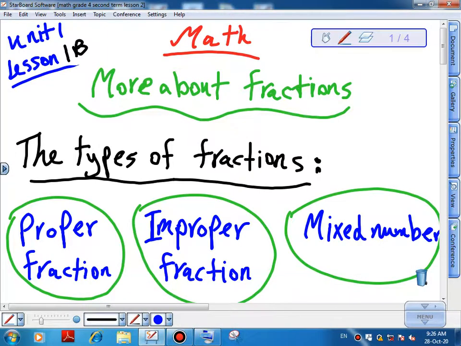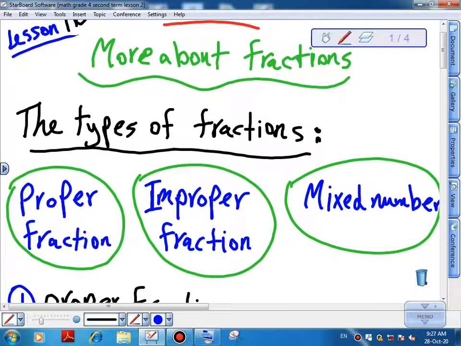Hello everyone, today we are going to learn more about fractions. The types of fractions are proper fraction, improper fraction, and last one, mixed number.